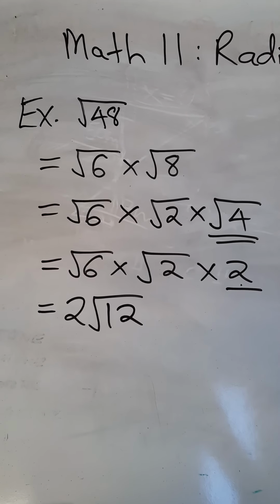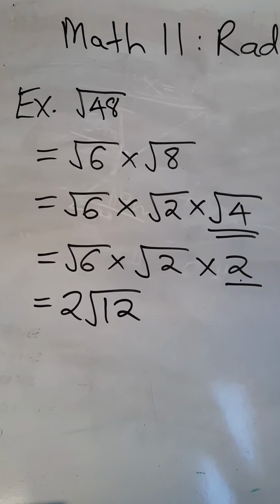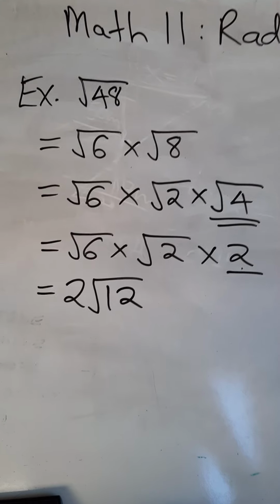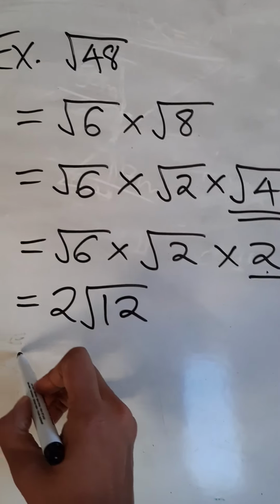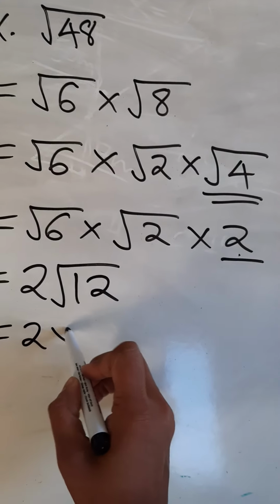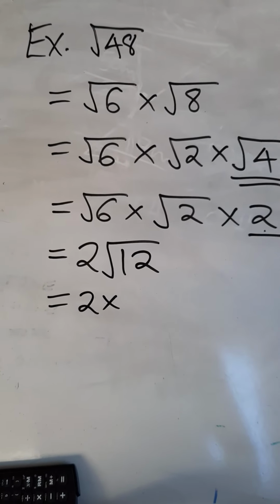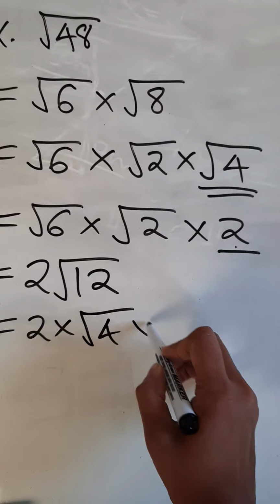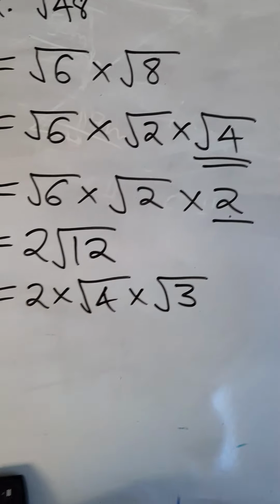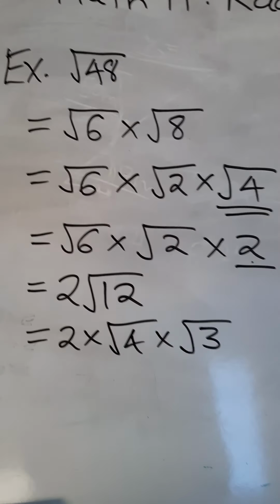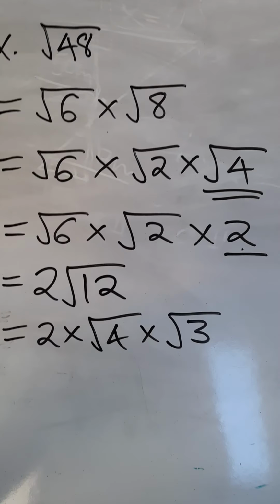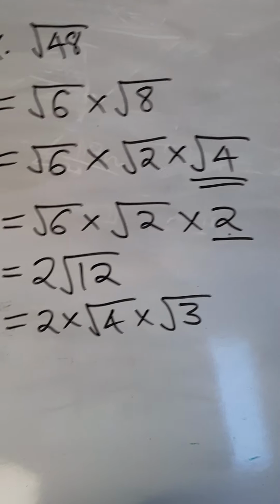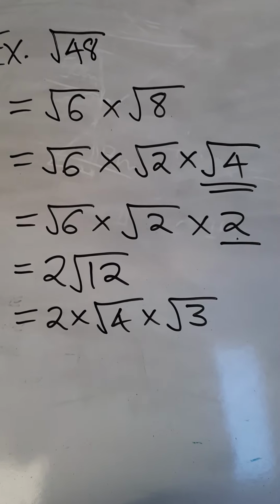Now, however, if you do notice here, I have square root 12. I can even break this down further. I'm just going to show everyone one more time. I'm going to take some factors of 12, or square root 12. So I know I can do 4 times 3, which is like this. So you might notice, even when you get to the answer at the very end, it might not be the final answer. I have to make sure I keep simplifying.